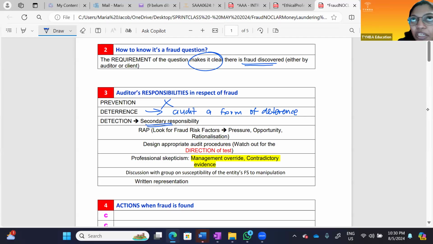Who has the primary responsibility to identify fraud? Management. Yes, management is the one who's supposed to identify the fraud. So how can we detect the fraud by just doing our secondary responsibility? First of all, as part of audit, we do risk assessment procedures. We look out for any fraud risk. What is a fraud risk? We look out for whether there is any pressure, opportunity, or rationalization for someone to commit the fraud. Number one, perform risk assessment procedures.